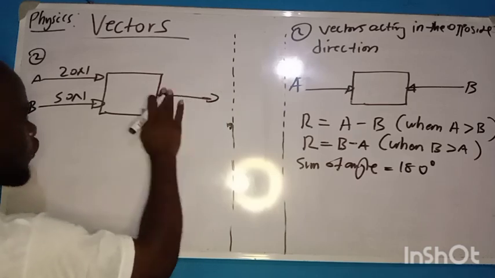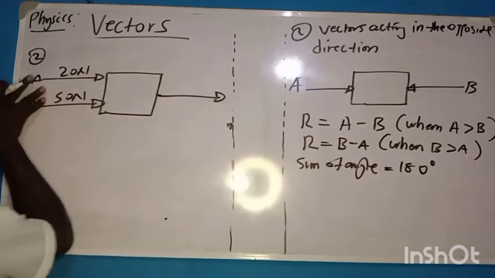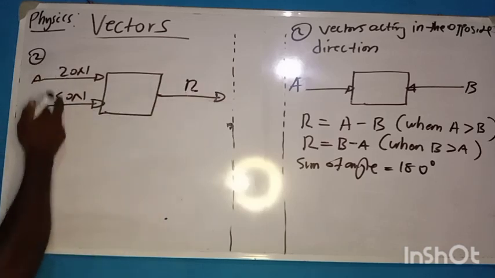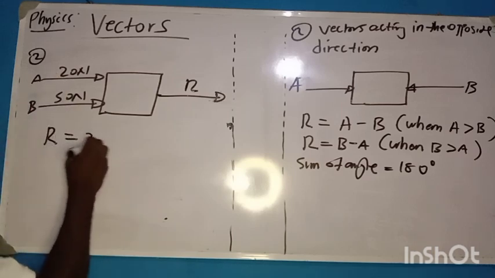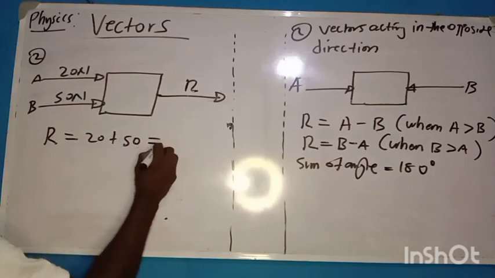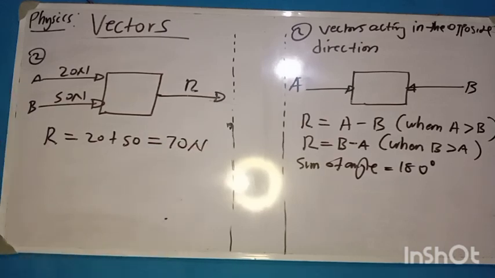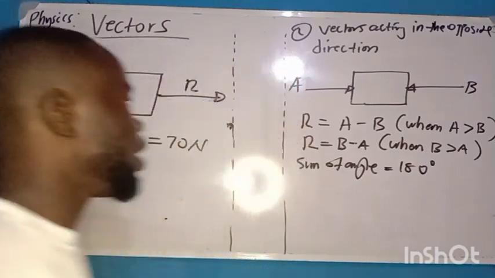Recall that the resultant vector will be produced at the ends of this, because those are pushing that side. To find the resultant vector R here is simply the sum of A and B. So the resultant vector here is going to be 20 plus 50, and that is going to give us 70 Newton. So that's how to find the resultant vectors when they are acting in opposite and in the same direction.